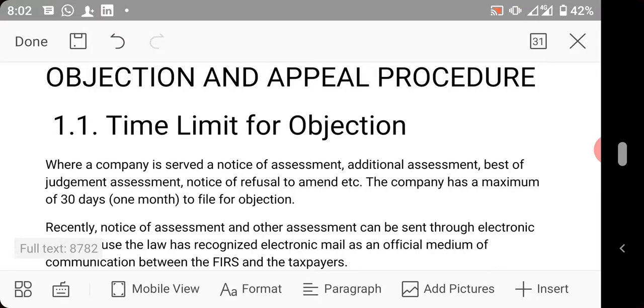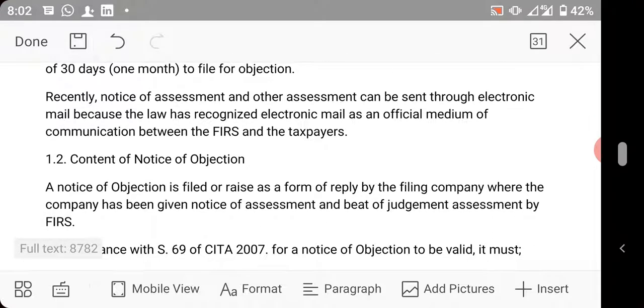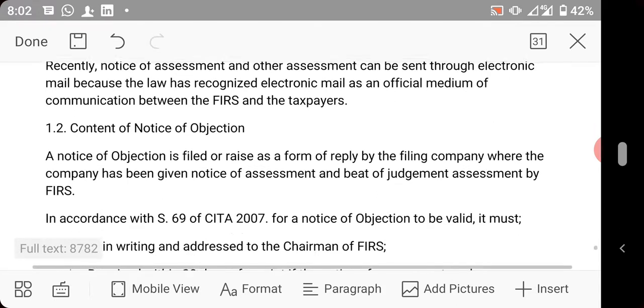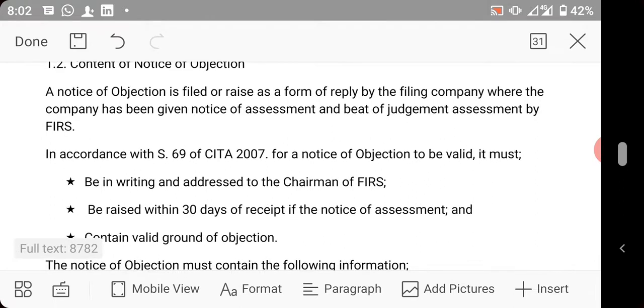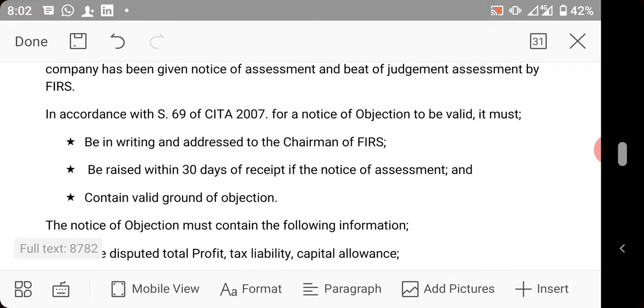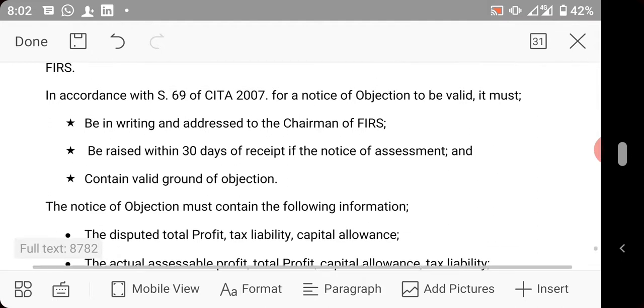However, when you have been given notice of assessment, you have 2 months to pay for your notice of assessment. Now, we'll look at the content of notice of objection. What are the things that must be in the notice of objection? The first thing is it must be in writing and must be addressed to the chairman of the FIRS. It must be raised within 30 days of receipt of the notice of assessment. So you must file it within 30 days.